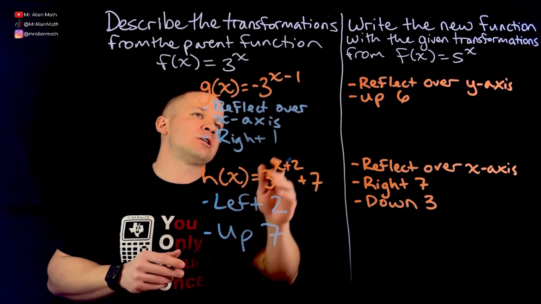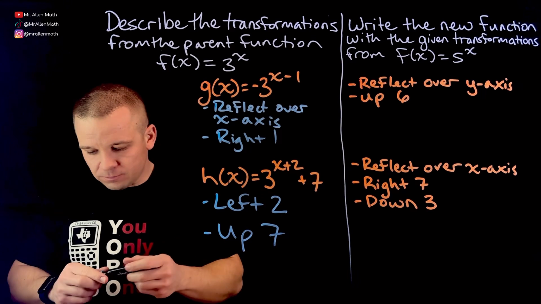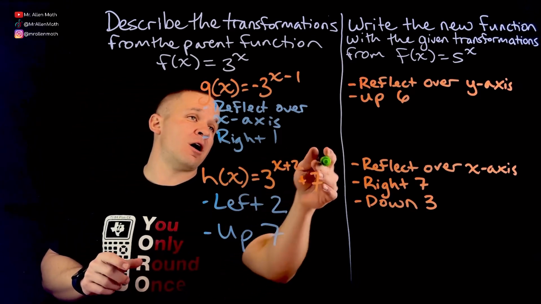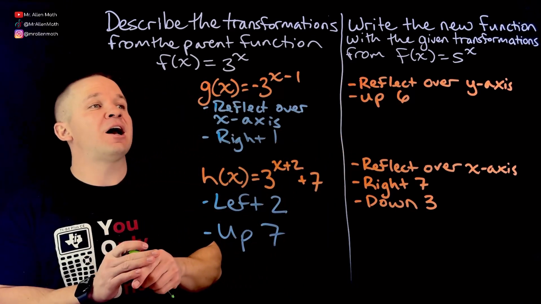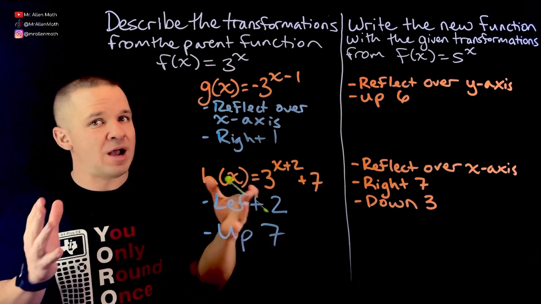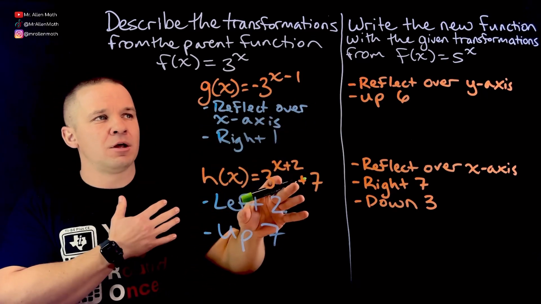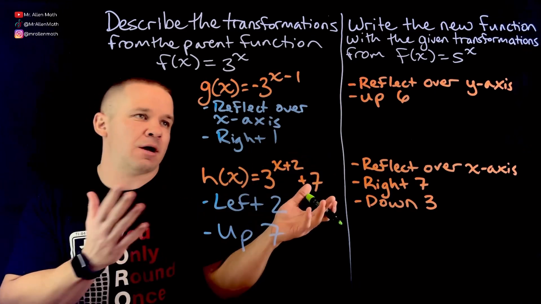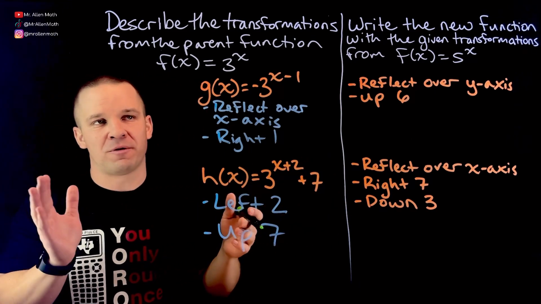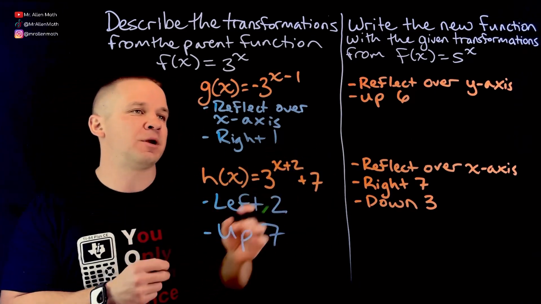All right. Next one over here. Write the new function with the given transformations from f of x equaling 5 to the x this time. So everything's the same. I mean, we're going the other way with it, but we'll have 5 to the x instead of 3 to the x, okay? That's not a transformation on its own from like 3 to 5. It's just the base of the exponential function.